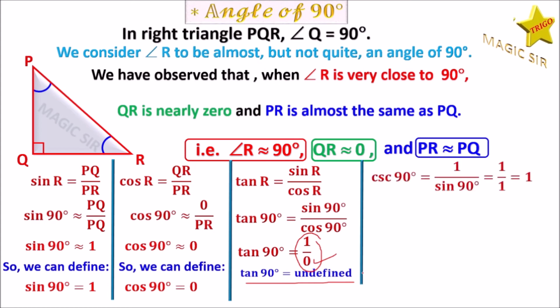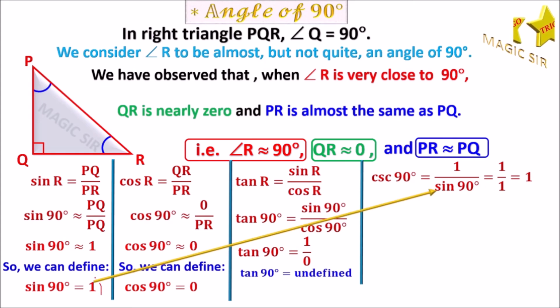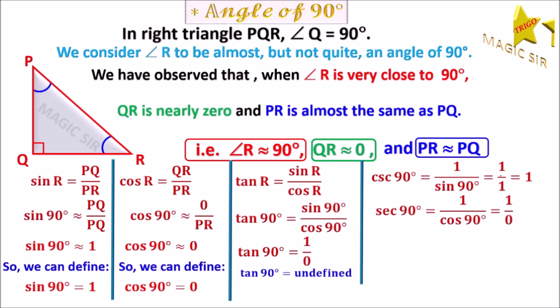We know that cosec theta is the reciprocal of sin theta. Cosec theta, sometimes we write CSC theta. So cosec 90 degrees is equal to 1 upon sin 90 degrees. But sin 90 degrees is equal to 1, we have defined. So we put sin 90 degrees is equal to 1, and 1 upon 1 is equal to 1. So cosec 90 degrees is equal to 1.